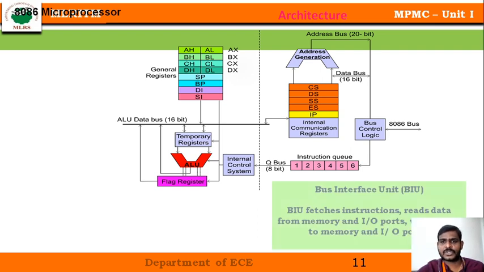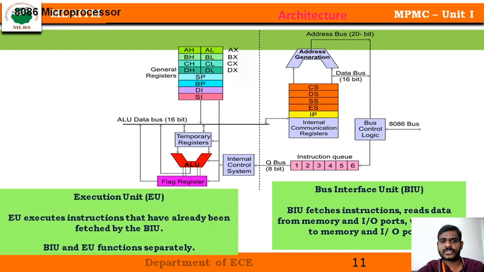The first block is called the bus interface unit. The main aim of the bus interface unit is to fetch the instructions, read the data from the IO ports, and write the data to memory or IO ports. So exactly what the bus interface unit is doing is just fetching information from memory or IO devices for a read or write operation. Its only task is to take the information from memory or IO devices.